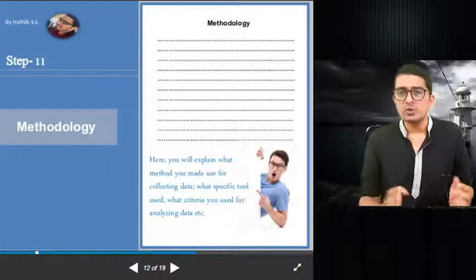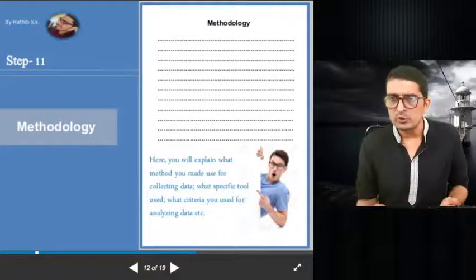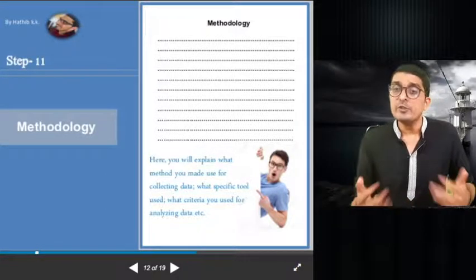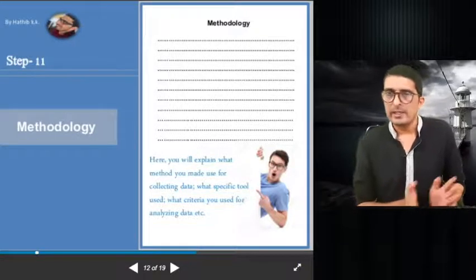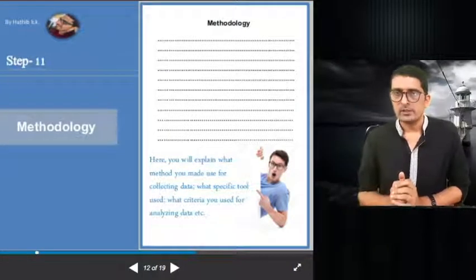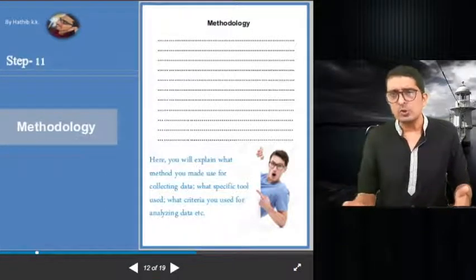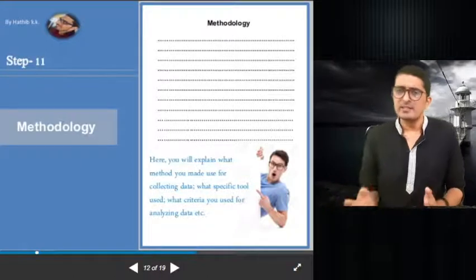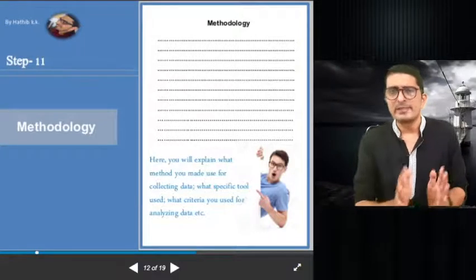If you have to go to the people directly and collect data, then you are making use of survey method for collecting data. And when you make use of survey method, you can use different tools like questionnaire tool, or you can use interview. So you will be explaining the method you used for collecting data, the tools, the techniques, and some other things used for collecting data. All these will be explained in the methodology page.